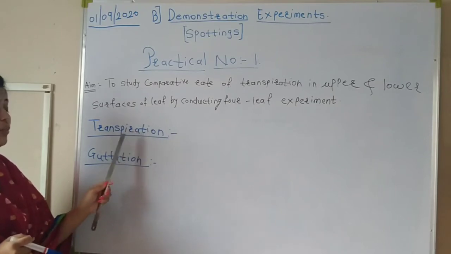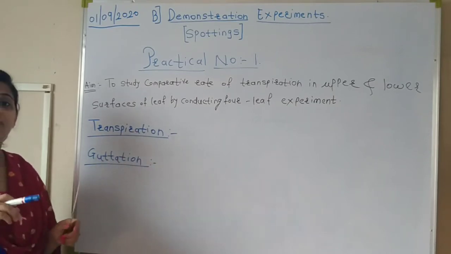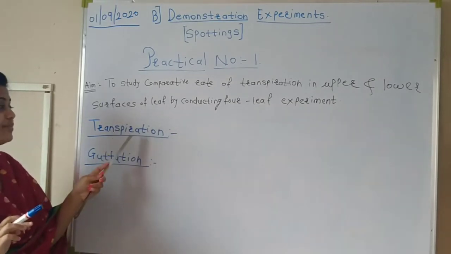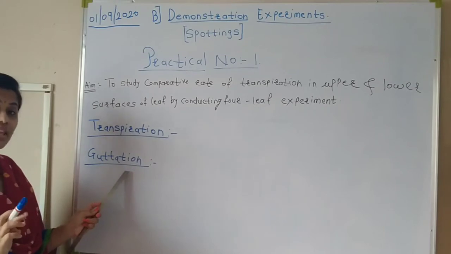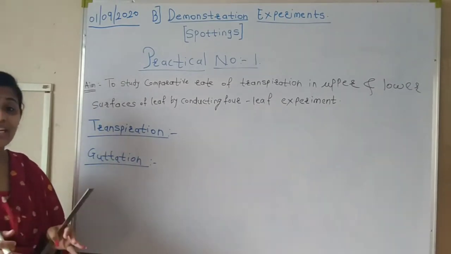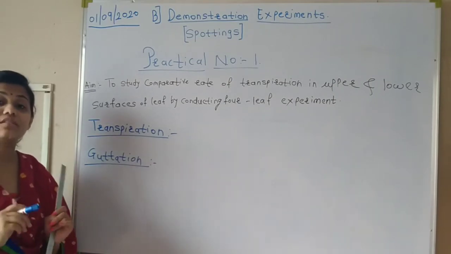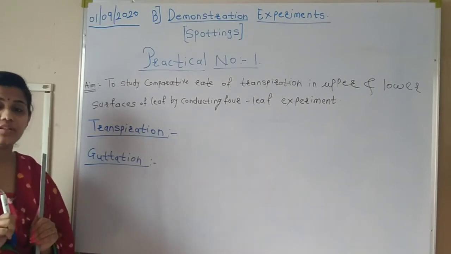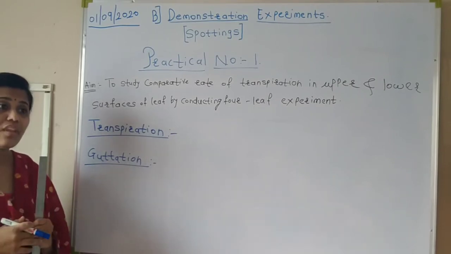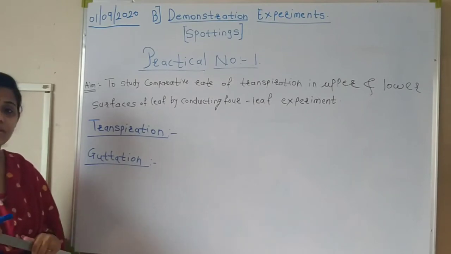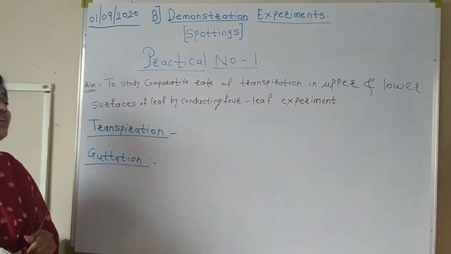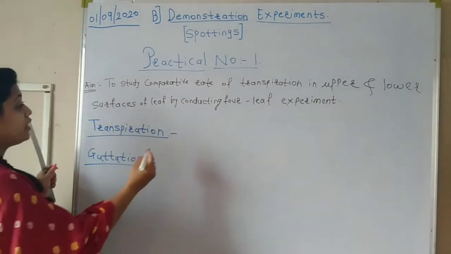In both terms, water gets lost, via vapors or a liquid. That's why the leaf has special structures. Because of these special structures, water gets lost from the leaves, and these special structures are called hydathodes. And there are 3 types of transpiration.